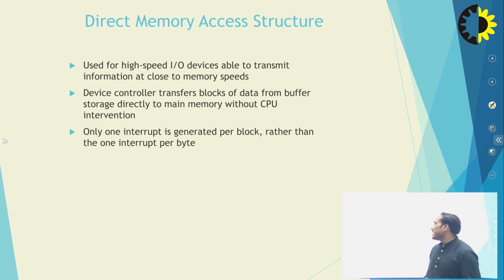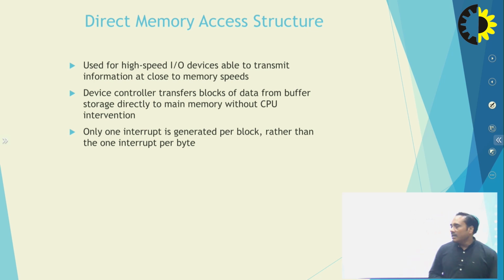Now what is DMA, the direct memory access structure? It is used for high speed input output devices able to transmit information at close to memory speed. The next point is the device controller transfers blocks of data from buffer storage directly to the main memory. So the device controller plays a major role in picking the data directly from the buffer storage and putting it into the main memory, so that the CPU can access it directly.